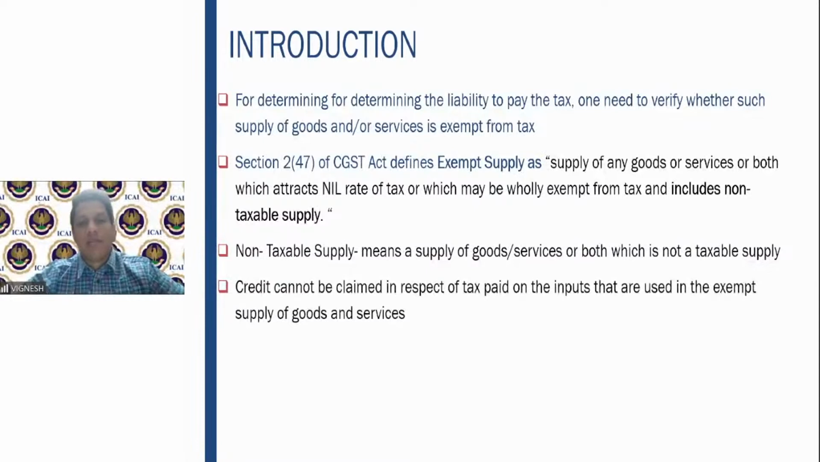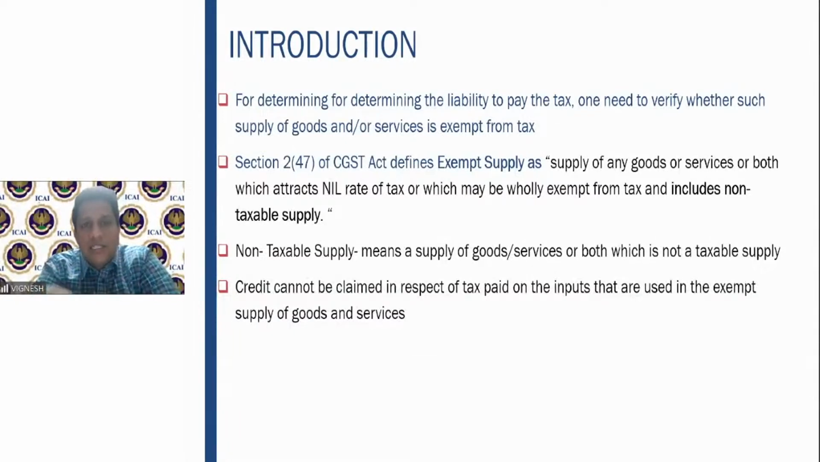Credit cannot be claimed in respect of tax paid on the inputs used in the exempt supply of goods and services. This is a very, very critical point. If any goods or services are fully exempt from GST, and you are using any taxable goods or services in the course of the business for providing such an exempt supply, then you cannot claim any input tax credit on the expenses you are incurring. I hope this is clear.